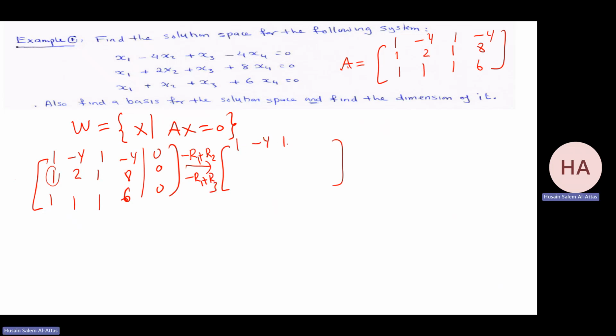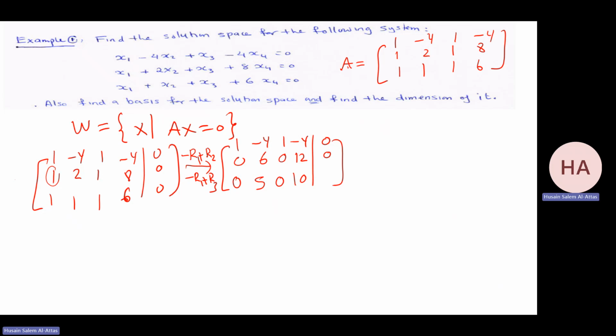I'm doing these elementary row operations. Minus 1 and add, that will be 0. Minus 1 and add, that will be 6. Minus 1 and add, that will be 0. Minus 1 and add, that will be 12. That will be 0. Minus 1 and add, that will be 0. Minus 1 and add, that will be 5. That will be 0. Minus 1 and add, that will be 10.